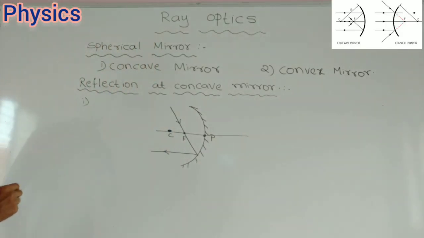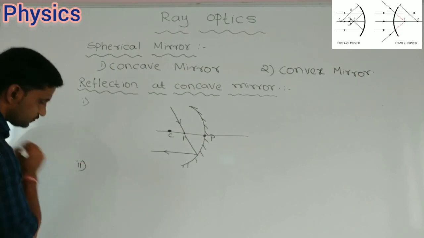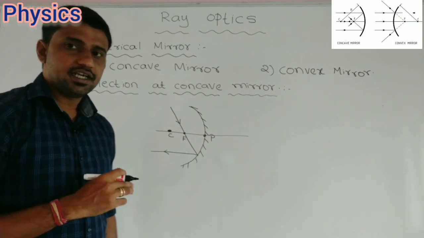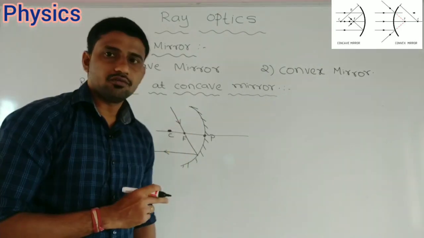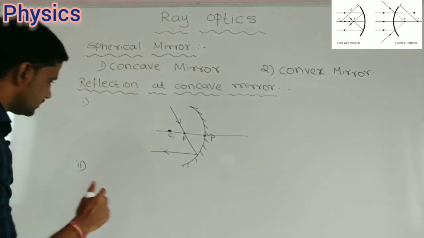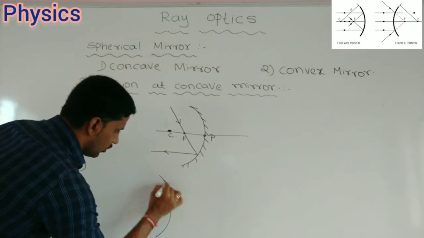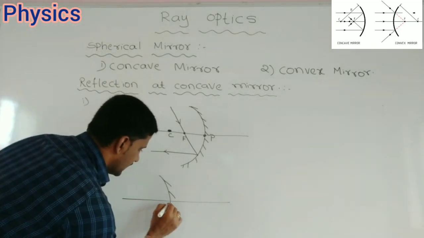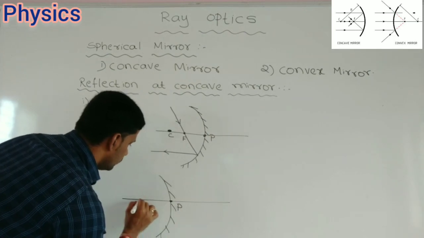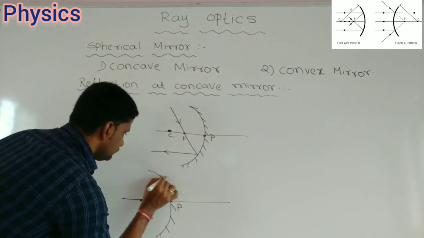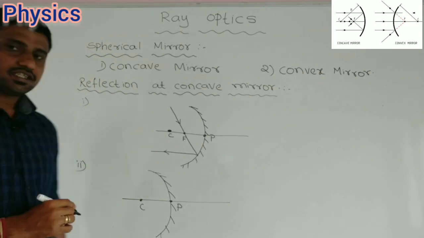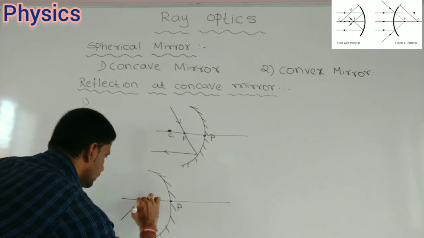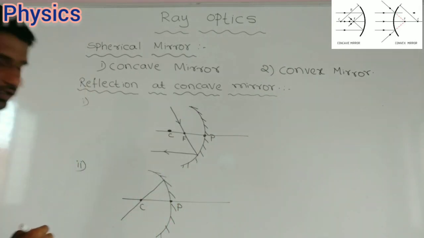of reflection. Another case we will observe is, suppose I incident a ray of light along the center of the concave mirror. Here again I am considering a concave mirror. This is a concave mirror and this is the principal axis. Assume that this is the pole and this is the center. Now I am going to incident a ray of light along the center like this. So this is the incident light, which is incident along the center.